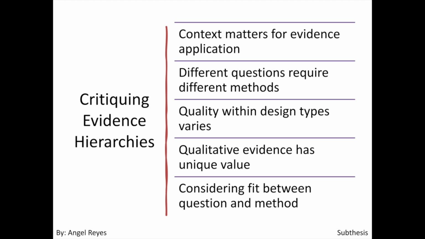Qualitative evidence, though often ranked lower in traditional hierarchies, provides unique and valuable insights, particularly about processes, meanings, and contexts. A more nuanced approach considers the fit between research question and method rather than applying a rigid hierarchy. In your practice, use evidence hierarchies as a starting point, but always consider these additional factors when evaluating research quality and relevance.